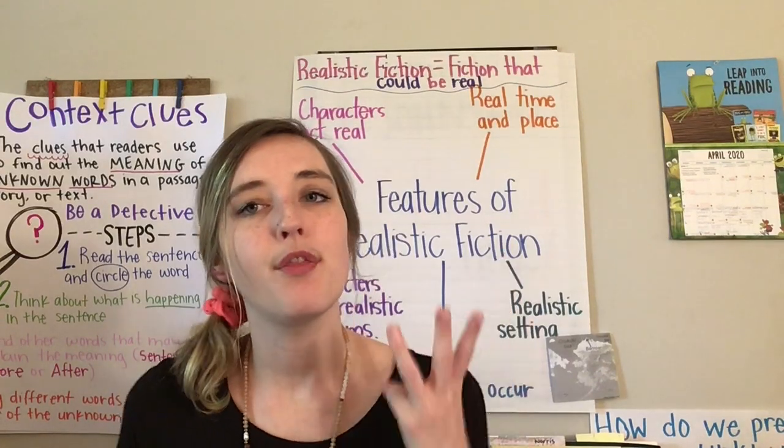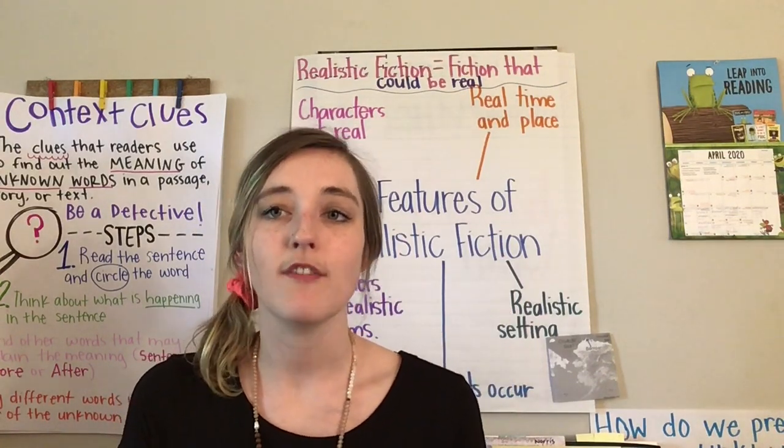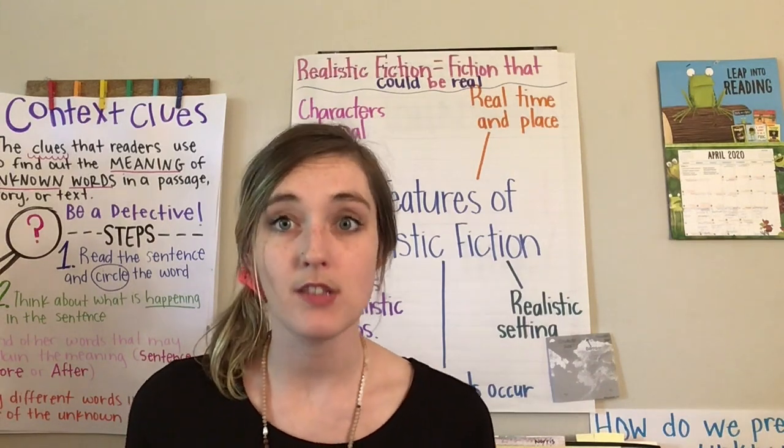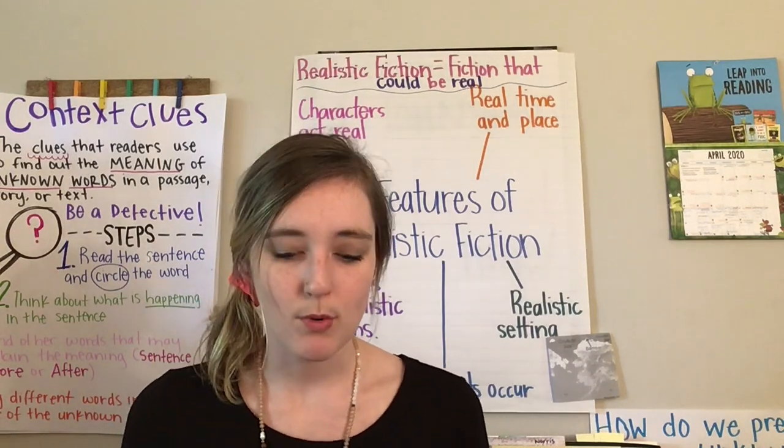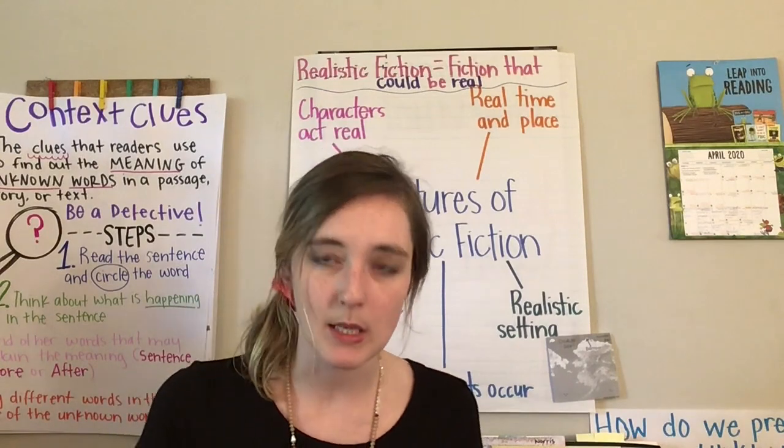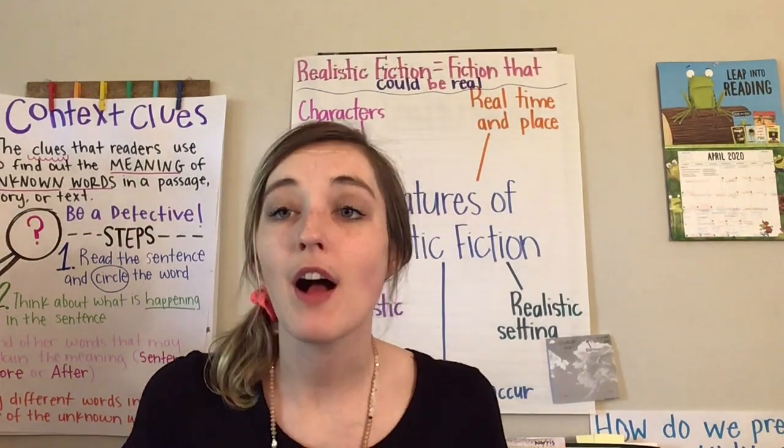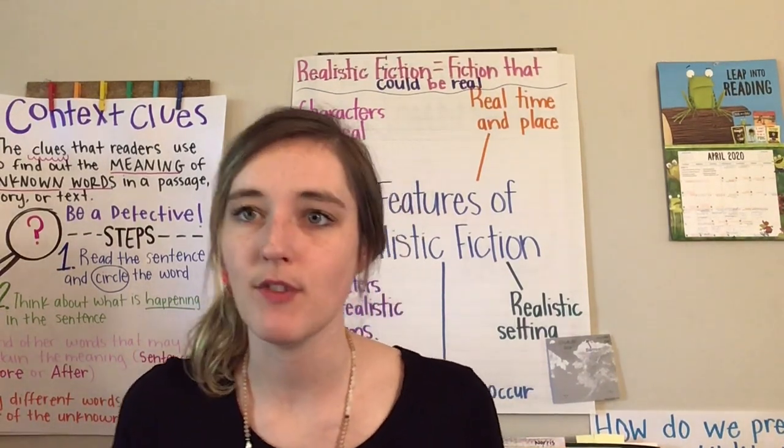All right, so we've talked about 3 of the features for realistic fiction. We've actually found details and evidence to support that. So we're going to find 2 more. The next one says characters face realistic problems. So we're going to go back to paragraph 11 and 12 on page 14 and 15.